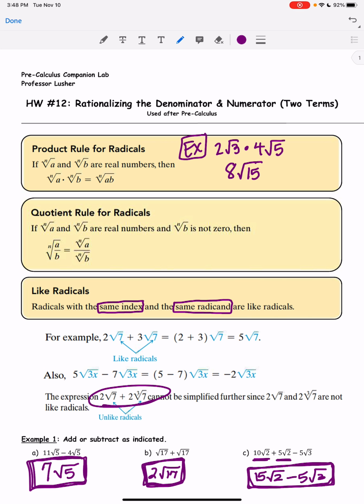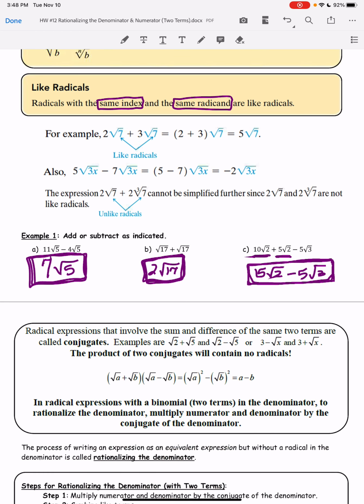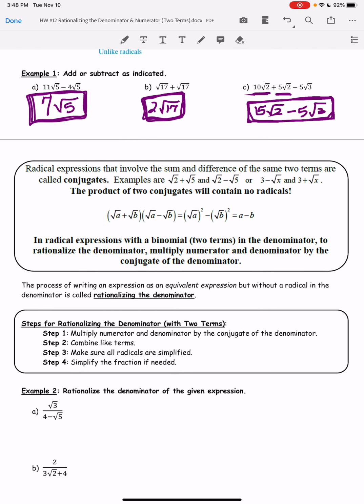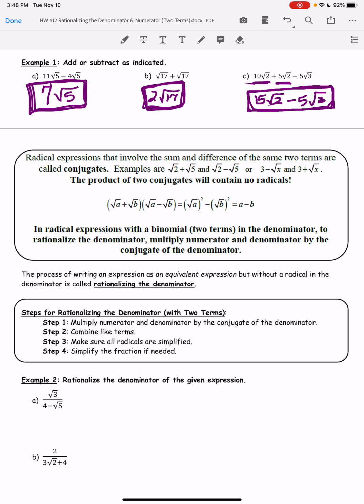It does also show you right here, not only does that radicand need to be the same, the index does too, so one's a square root, one's a cubic root, but we won't run into that problem at all. Okay, so now that we know how to add or subtract, let's get into rationalizing the denominators.